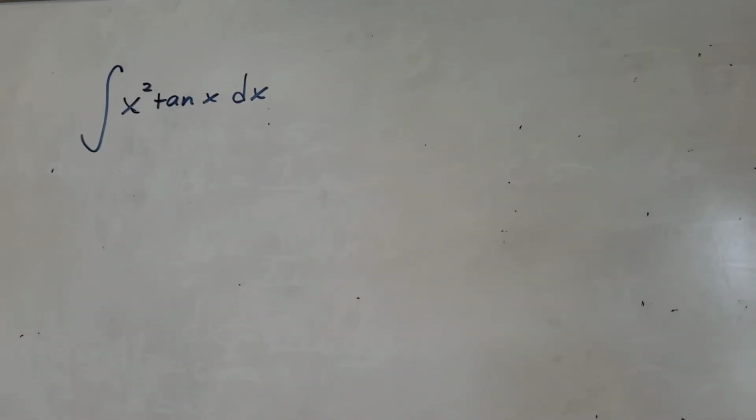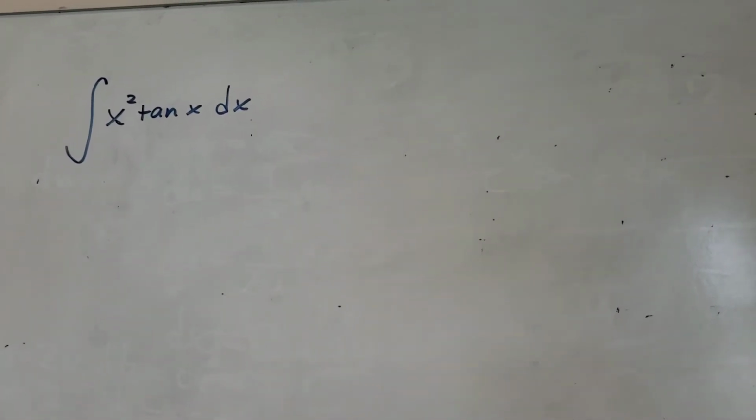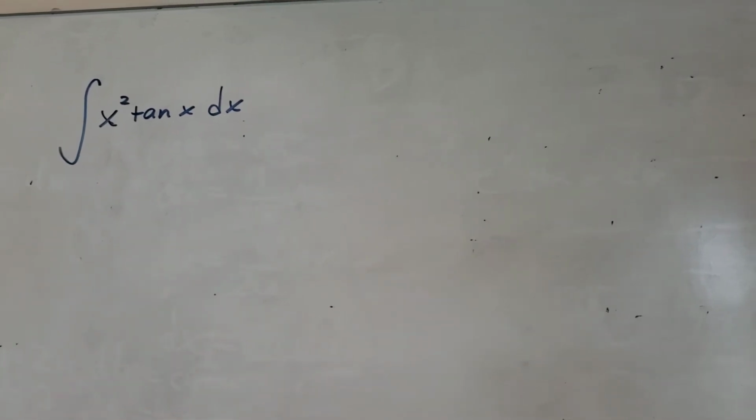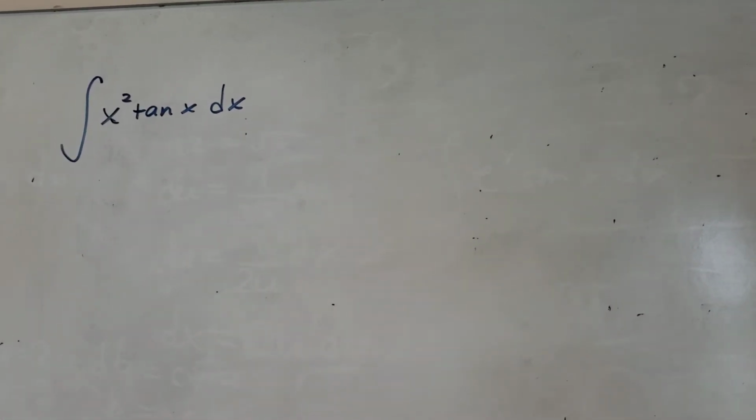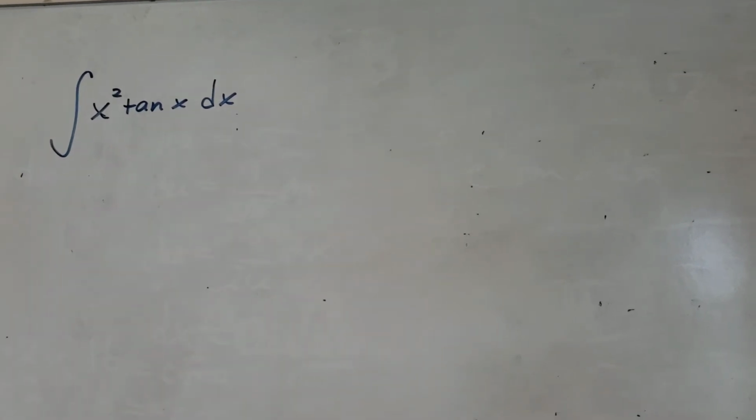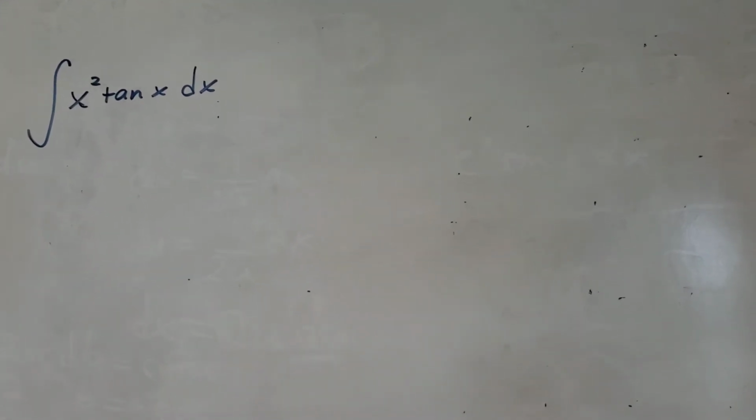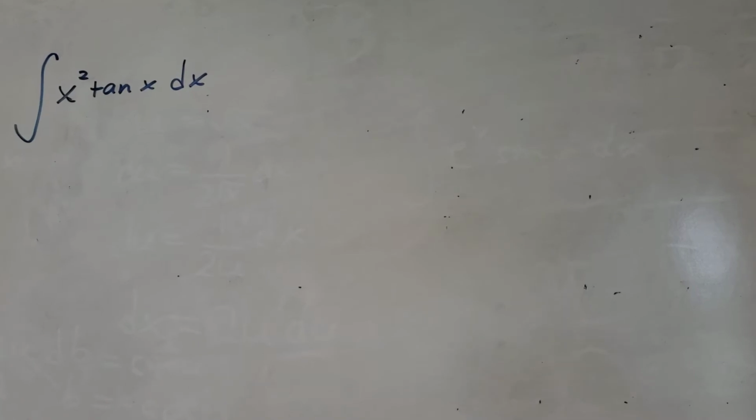Alright, so today we're going to do an integration by parts example. In this case, we have two functions being multiplied together. It's going to be x squared times tangent x. So we're going to do integration by parts. It's going to be pretty straightforward.